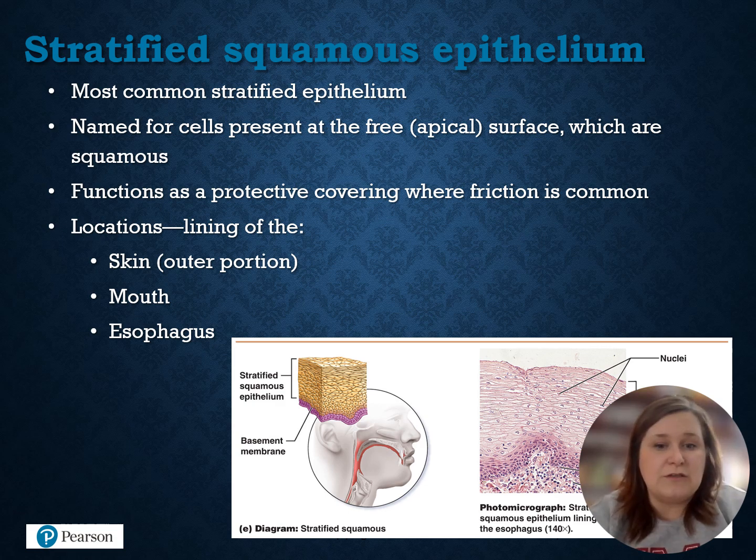This is going to be the kind of cells that you find on our skin, because our skin is getting constant friction from the outside environment. You'll also find this in the mouth and the esophagus because we lose a lot of cells in that area due to eating.